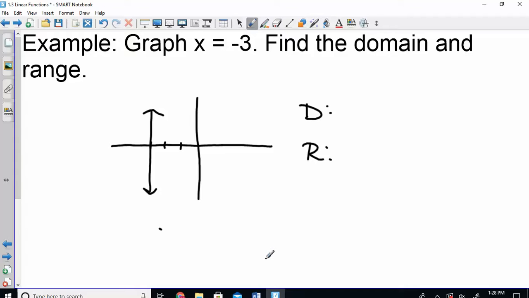So then we have domain and range. I told you, as long as it's not horizontal or vertical, domain and range are always negative infinity to infinity. Now this one is vertical. So let's look.